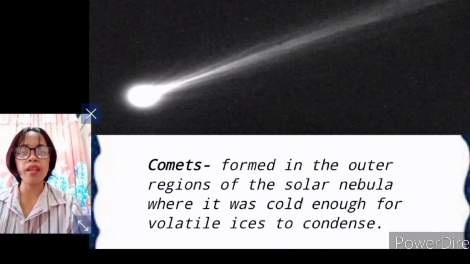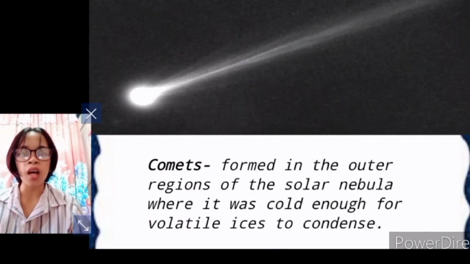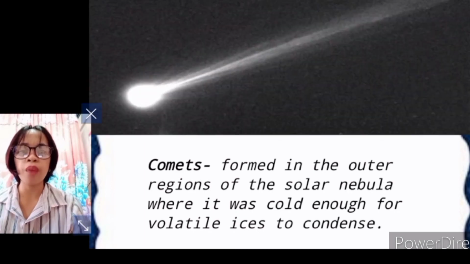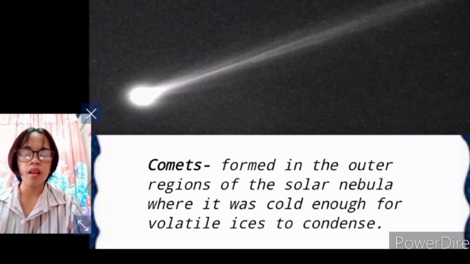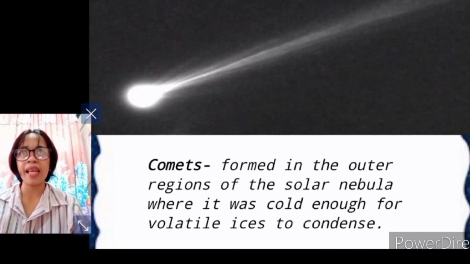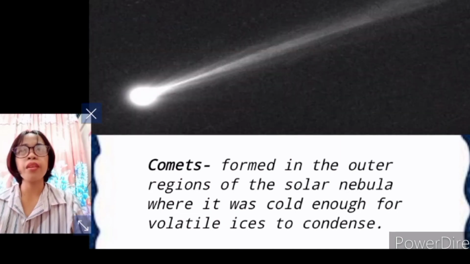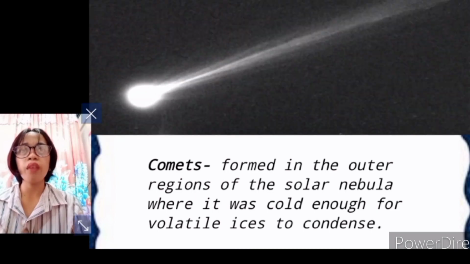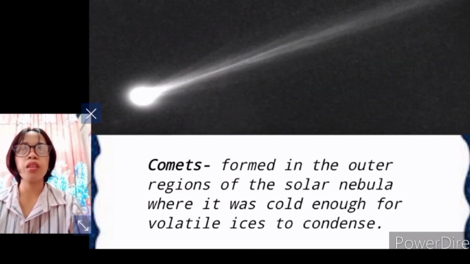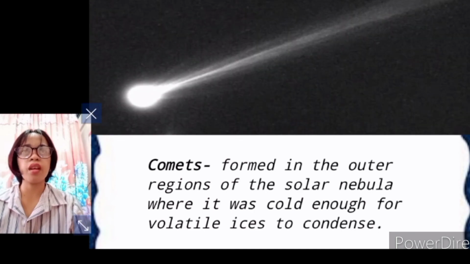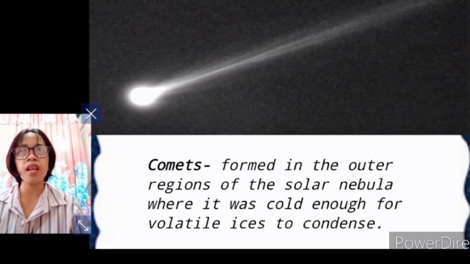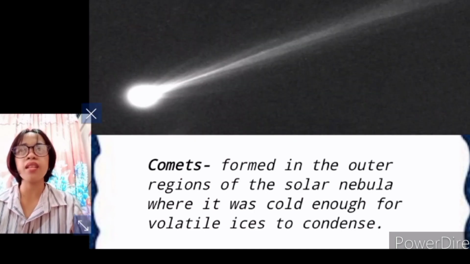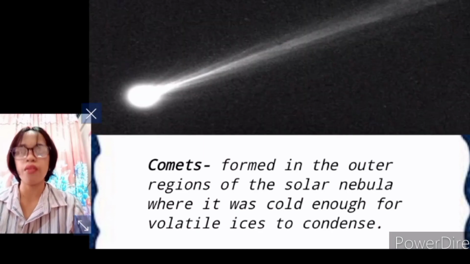Comets form in the outer regions of the solar nebula, where it was cold enough for volatile gases to condense. Comets are also important to scientists because they are primitive bodies left over from the formation of the solar system. They were among the first solid bodies to form in the solar nebula, the collapsing interstellar cloud of dust and gas out of which the Sun and planets formed.